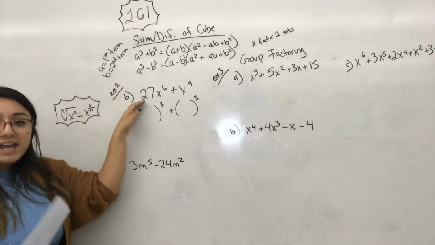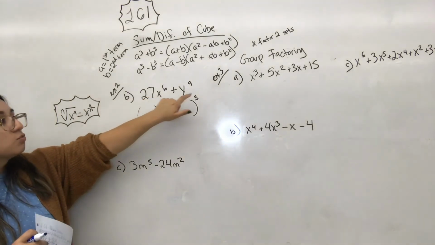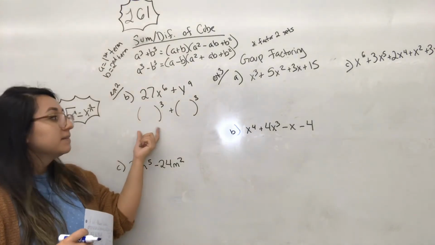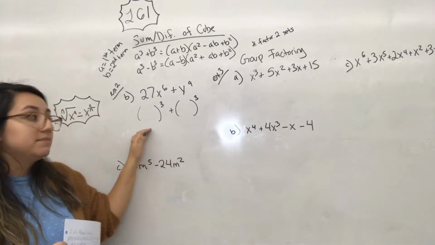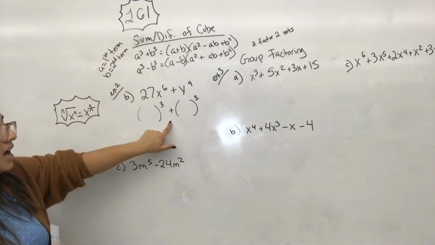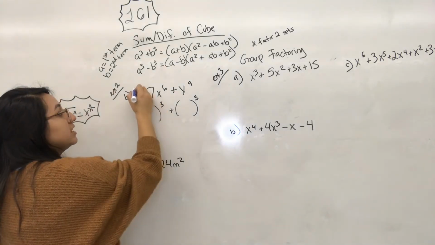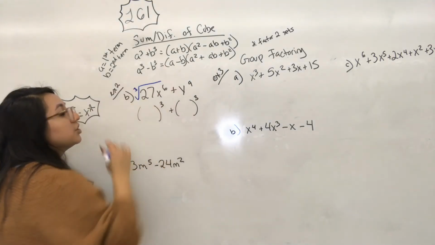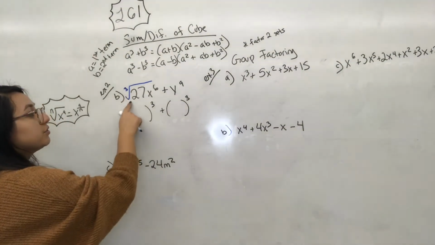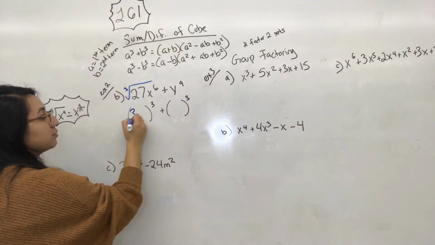So example 2, A, pretty self-explanatory. Let's do B. So 27x to the 6th power plus y to the 9th. Again, for the difference of two squares, it's first term squared minus the second term squared. So the same concept. It's the first term cubed plus the second term cubed, since we're dealing with the sum of cubes. So we have to undo this and put it in terms of cubes. To undo it, you're going to cube root each of the numbers. So here, the cube root of 27. What times what times what gives you 27? And that's the magic number 3.